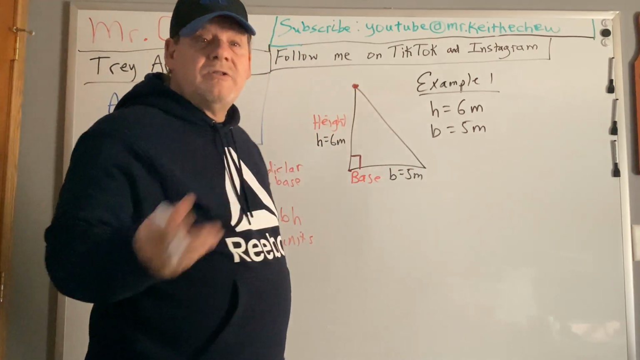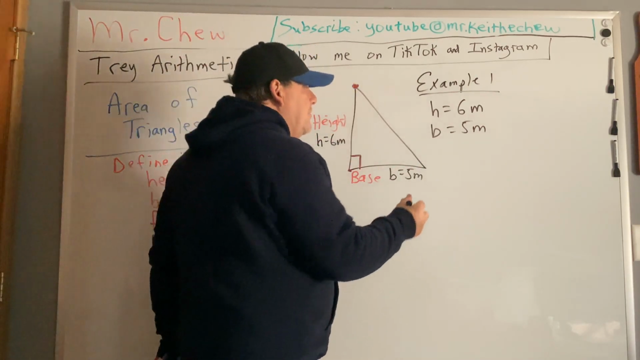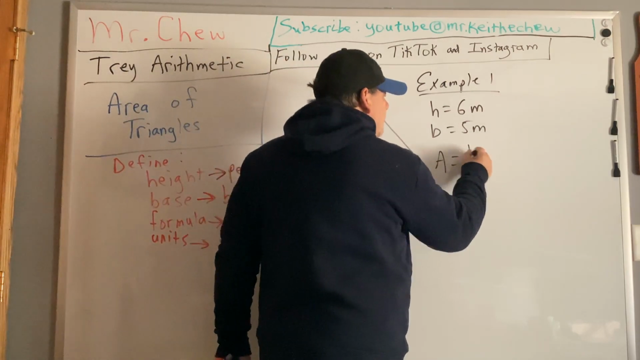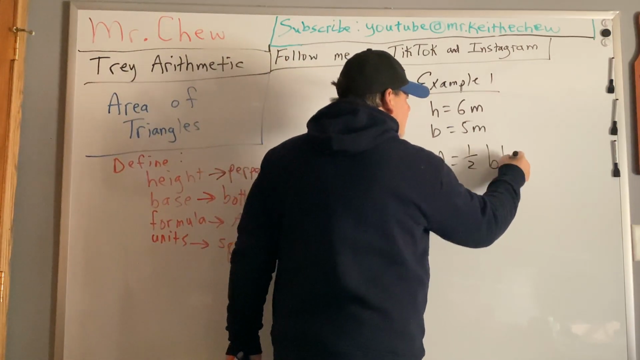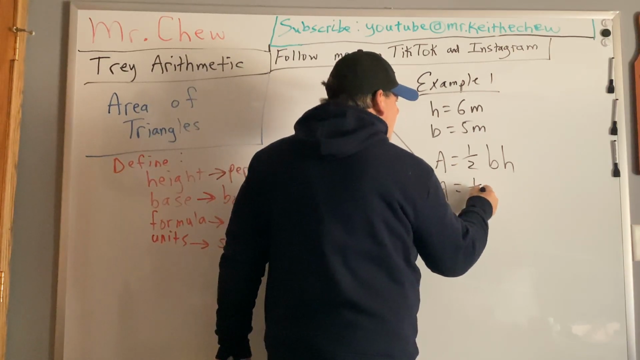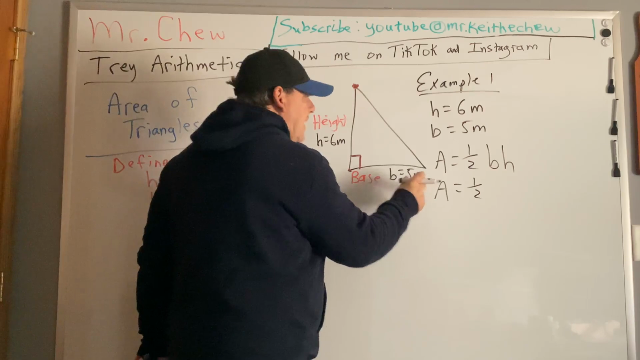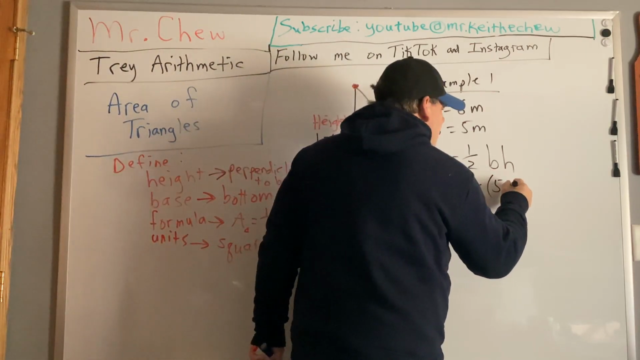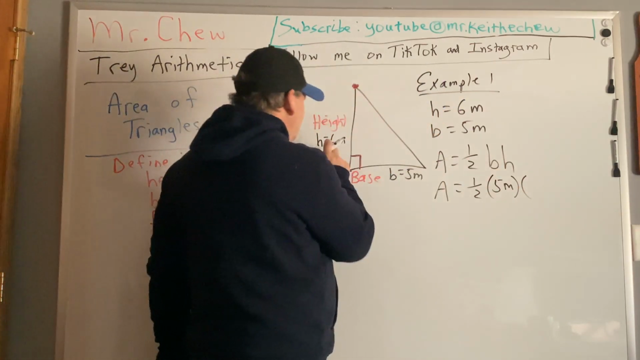It's just using the formula and substituting and solving it. So, I don't know the area. I do know the base is 5 meters. And I know the height is 6 meters.